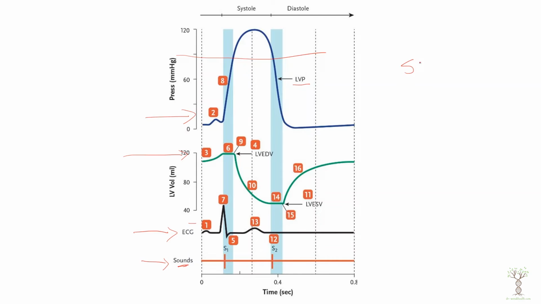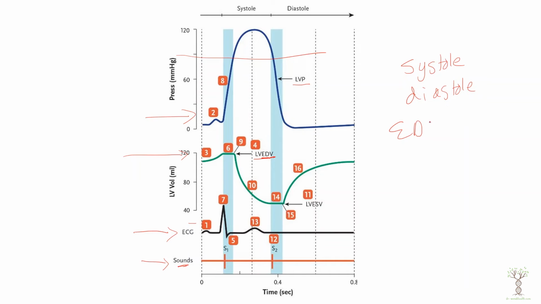When we have contraction, it is called systole. When we have relaxation, it is called diastole. So here, this LV-EDV means left ventricle end diastolic volume.